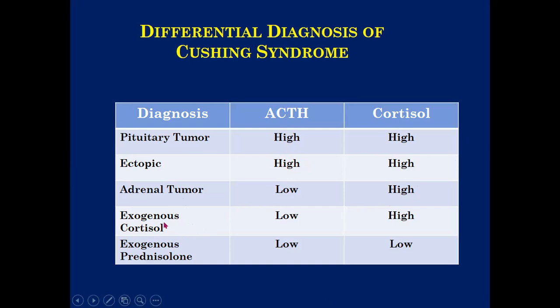Then if there is suspicion of the exogenous cortisol, the ACTH will be suppressed, but cortisol level will be high. This will have the effect on the hypothalamus and pituitary. So the production of the ACTH will be low. This is for the exogenous cortisol, but for the exogenous prednisone, both will be low. Cortisol production will not be high in exogenous prednisone.